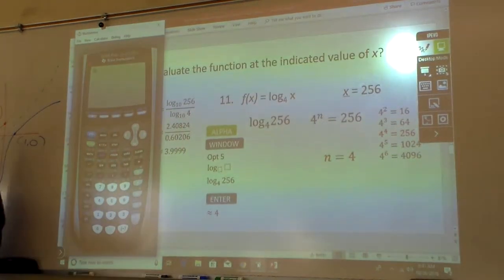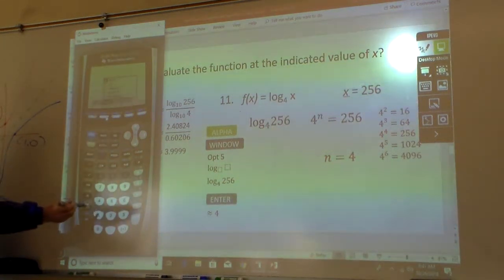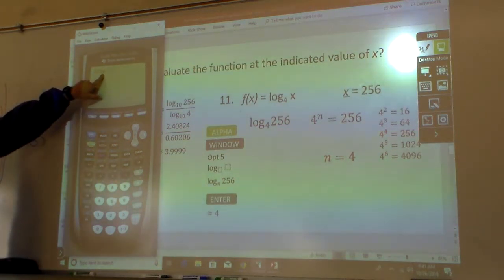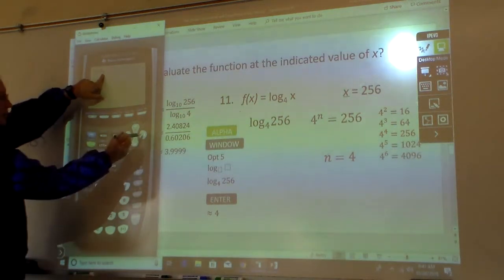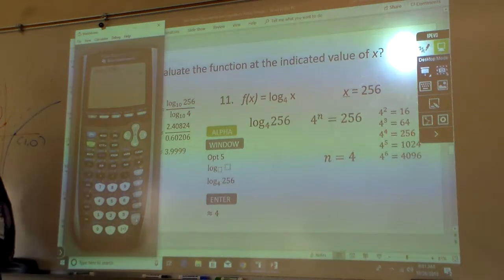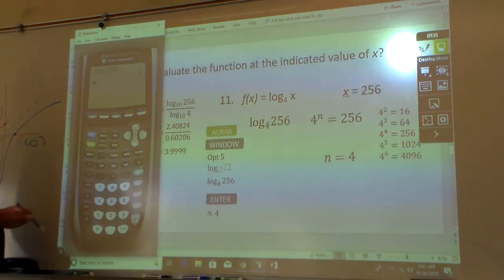I'll try to catch that here. Alpha, window, option 5, and you can barely see a little flashing right there. 4, arrow over, 2, 5, 6, enter. The answer is 4. That makes it a little bit easier to do.